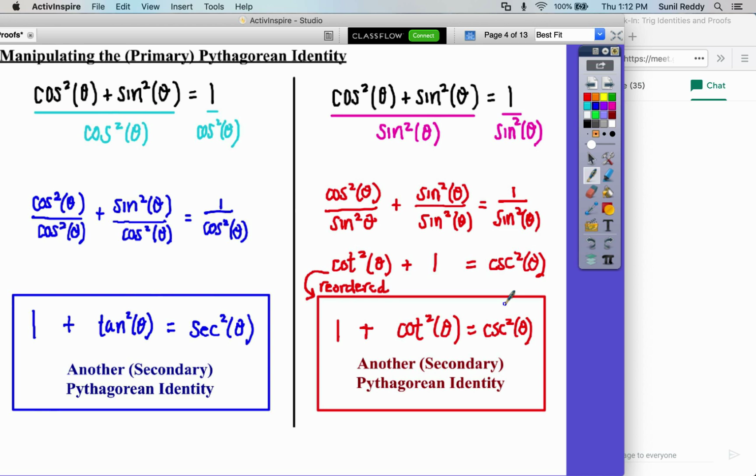The primary one, though, is the one up here in black. Cosine squared plus sine squared equals 1. That's the one that if you Google Pythagorean identity, trigonometric Pythagorean identity, you'll probably find the hit for. But these other 2 obviously are also Pythagorean identities that are derived from that first one.